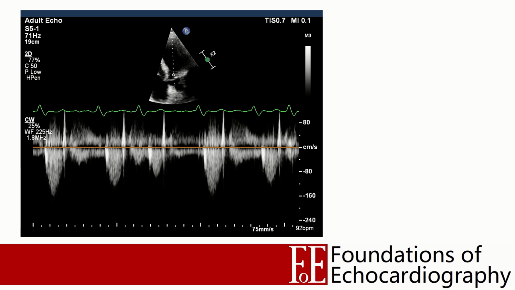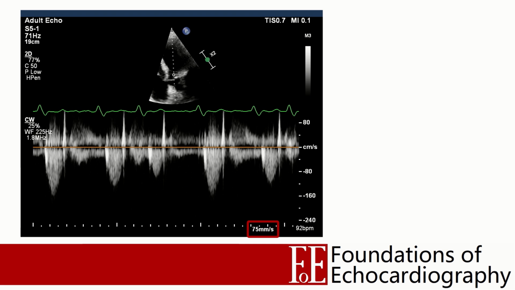Our x-axis is time, and the scale of the x-axis is referred to as the sweep speed. Here we can see that our sweep speed is set to 75 millimeters of screen per second of time. Now this can be adjusted depending on how many cardiac cycles we wish to display. The range of sweep speeds available to us typically ranges from about 25 millimeters per second to 200 millimeters per second.